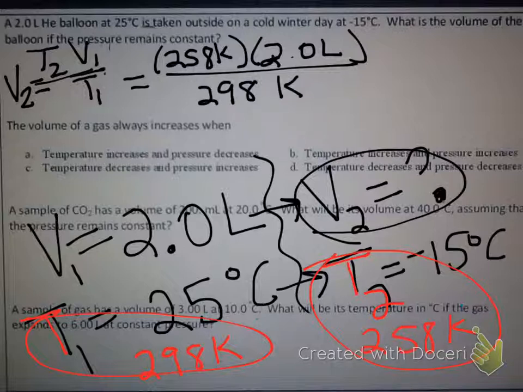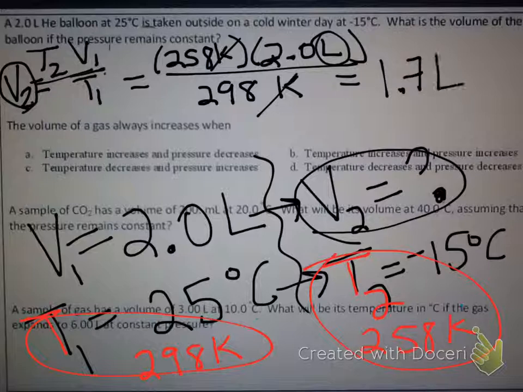Okay, now remember, before I pick up my calculator, I always like to cancel my units. So my kelvins cancel, and I'm left with liters, which is what I should be left with because I've got V2 in liters. So 258 times 2 divided by 298, calculate. I get, with two significant figures, because that's the least amount there, 1.7 liters. So the volume of my balloon shrunk. It started out 2 liters, and when the temperature decreased, so did the volume, to 1.7 liters.